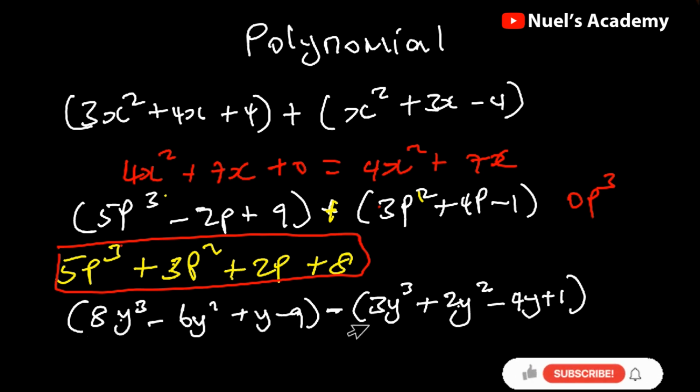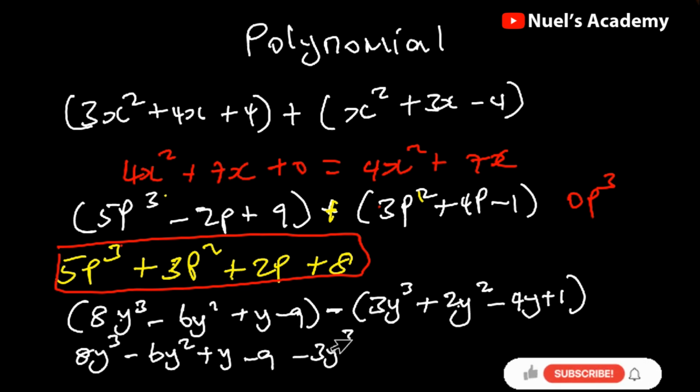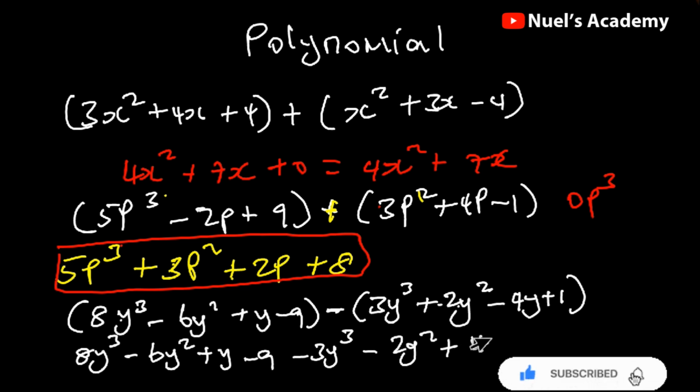First we are going to use this negative sign to open this bracket. So we're going to have 8y cubed minus 6y squared plus y minus 9. The minus times plus here is minus 3y cubed. The minus times plus is minus 2y squared. Minus times minus is plus 4y. The minus times plus 1 is minus 1.